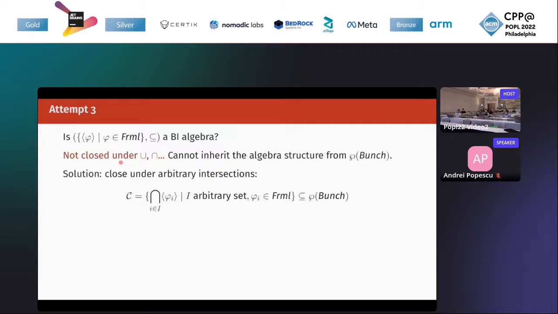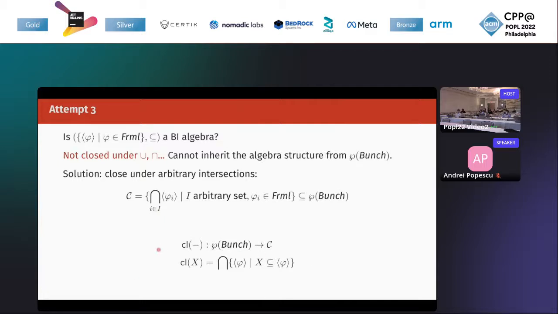We resolve this issue by forcibly closing the principal sets under arbitrary intersections. That is, the elements of the algebra that we're going to consider are going to be sets of this form, where I is an arbitrary indexing set and phi_i is a formula. Now, there is actually an abstract reason for why this works and why this forms a BI algebra, but essentially it boils down to this.